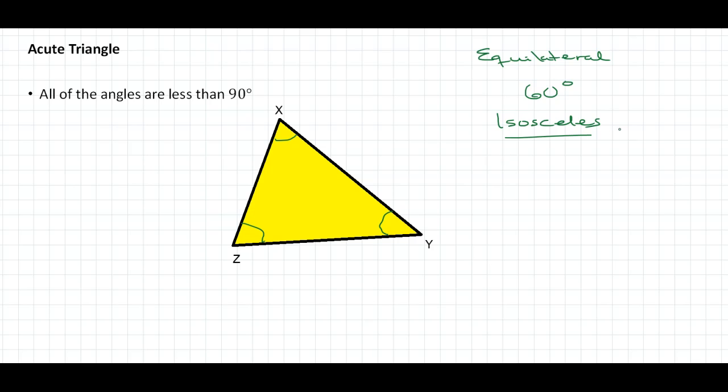So these are the main types of triangles. Every other type of triangle is derived from all these triangles that we've talked about so far. So if you understand all of these triangles, you can really answer any questions about identifying triangles.